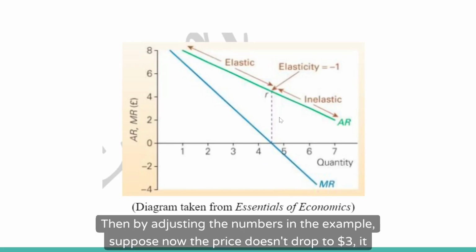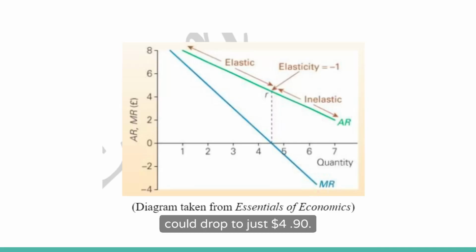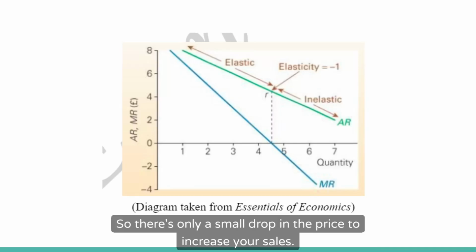Then by adjusting the numbers in the example, suppose now the price doesn't drop to $3, it will drop to just $4.90. So there's only a small drop in the price to increase your sales, then the marginal revenue will not be negative anymore.